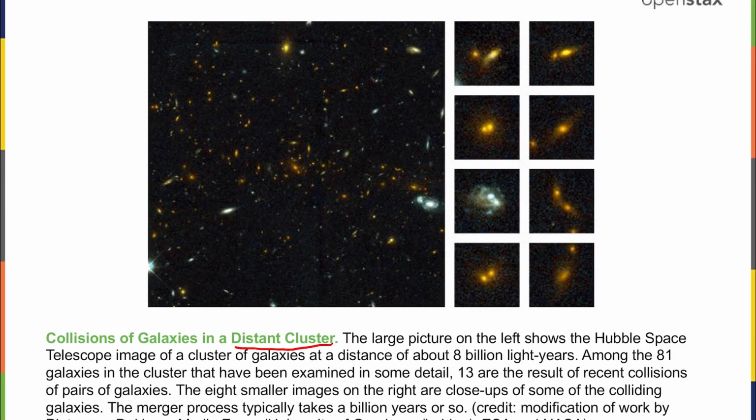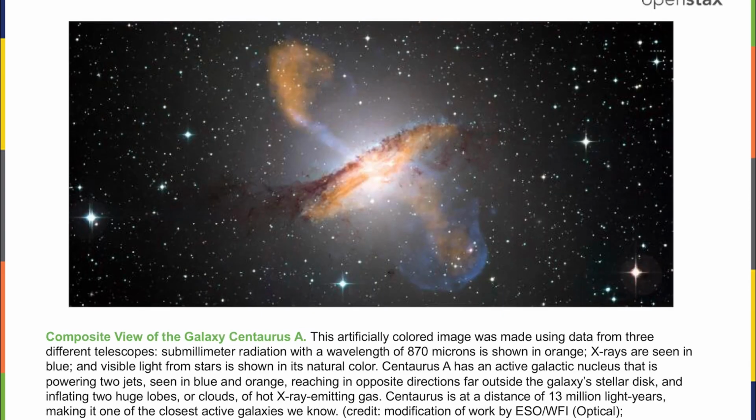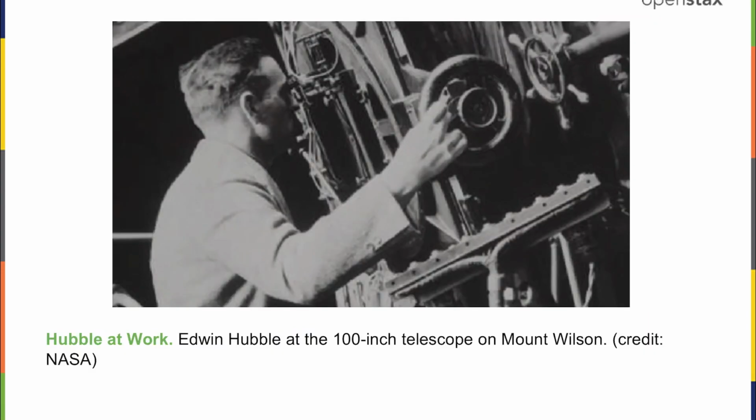And we can see collisions throughout the history of the universe in distant clusters as well as closer ones. We can see it in clusters of galaxies that are 5, 10 billion years away in terms of how far light travels, or we can see it in clusters that are only 50 or 60 million light years away. Here's another example. Okay? And here's Edwin Hubble looking through a 100-inch telescope at Mount Wilson. All this formational understanding of galaxies.